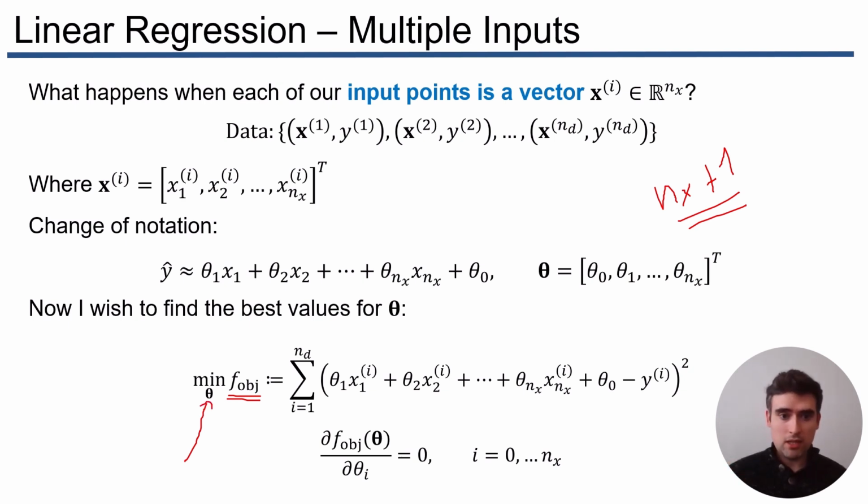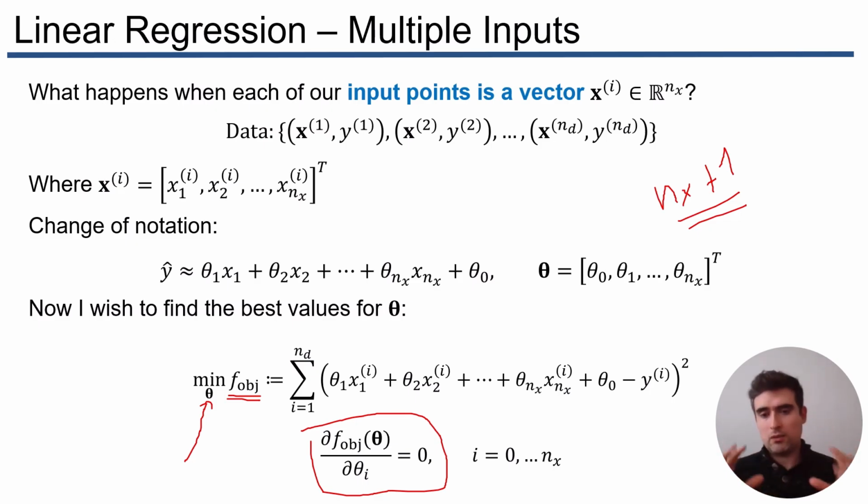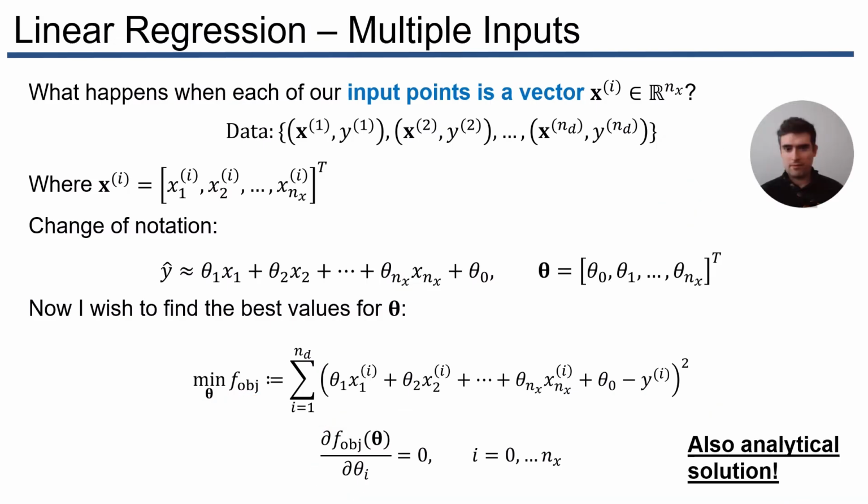And since I'm going to take the derivative with respect to each of them, I'm going to have NX plus 1 equations. This gives me a square system of NX plus 1 unknowns, NX plus 1 equations, and I can solve it exactly as I did before for the one-dimensional case. Now, the good news is that this also has an analytical solution.